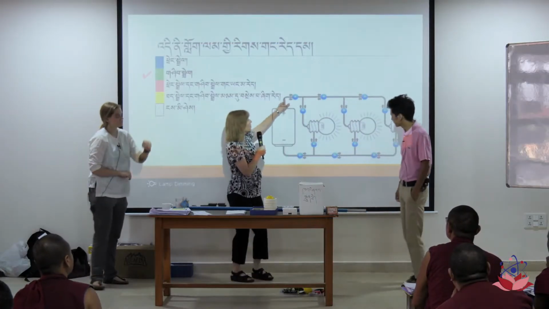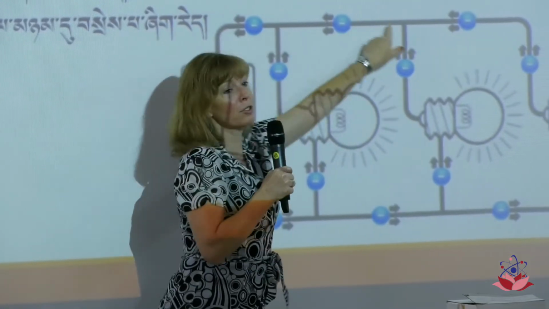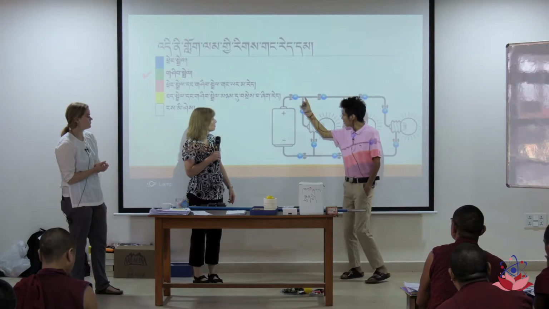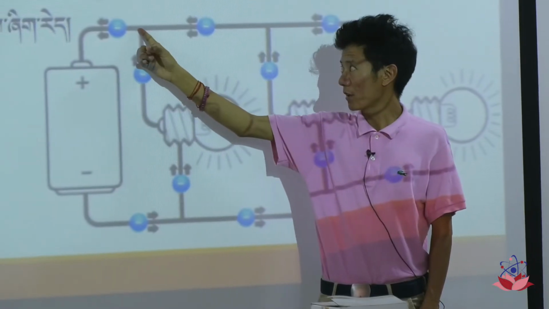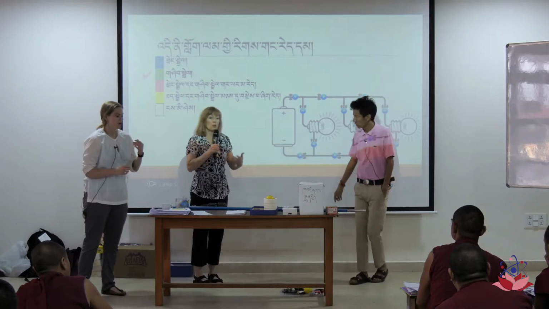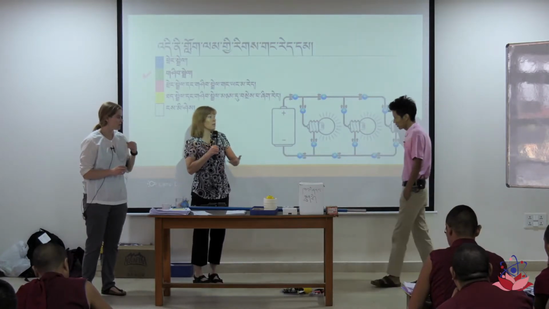So as I come here, I get a choice. I could go this way or I could choose to go that way. If there's no choice, it's series. If there's a choice possible, it's parallel.